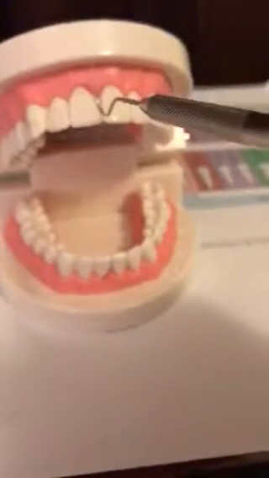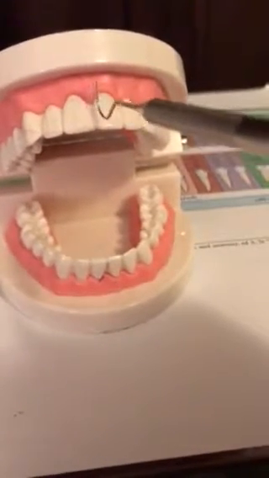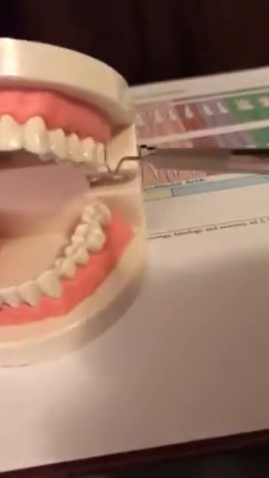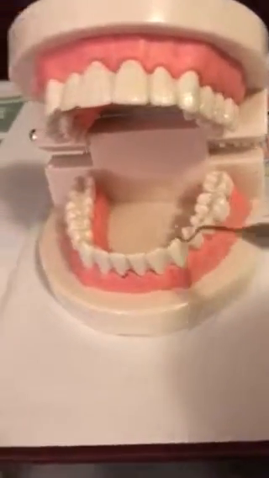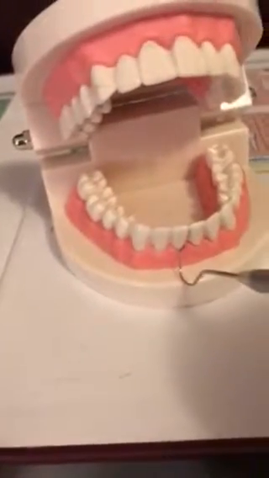Again, 1 through 8, meeting at the midline. 9 through 16, dropping down 17 to 24, 25 through 32.